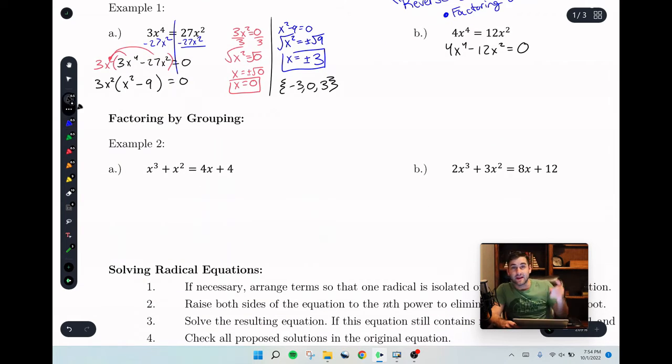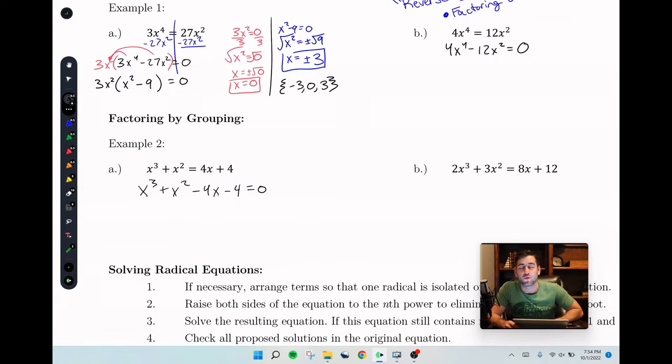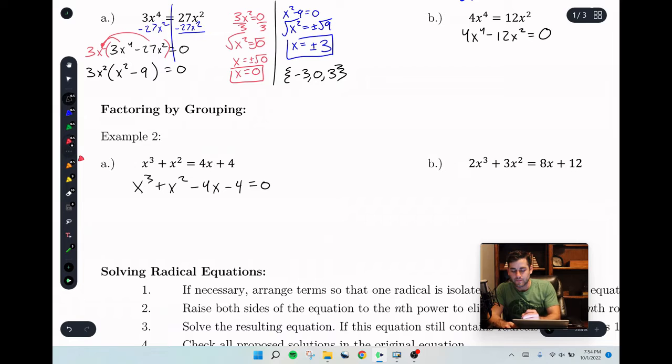Same thing, we're going to get it in that normal polynomial form by subtracting over the two terms with the smaller exponent. I always like to do that because then I don't have to mess with the order. I don't have to move stuff around and put the x to the third in the front. We're good to go. All right.